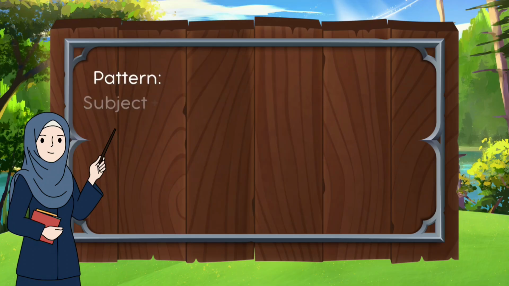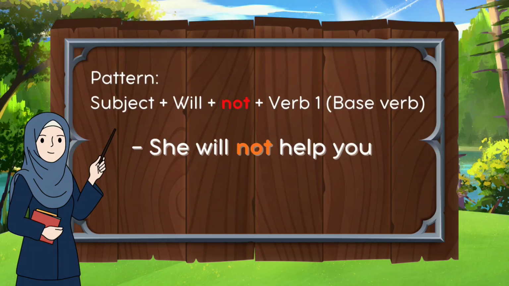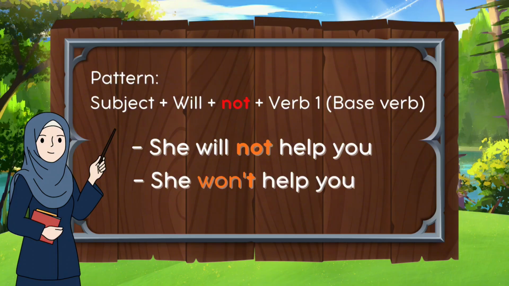Just add not after will. She will not help you. You can also say won't. It's just a shorter way to say will not. So, she will not becomes she won't.